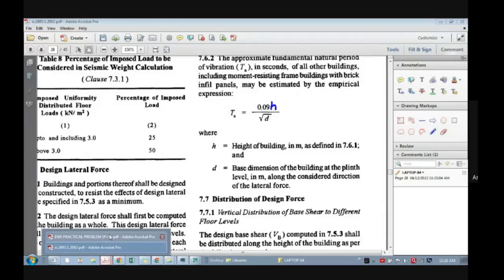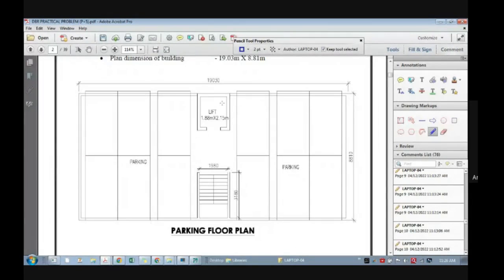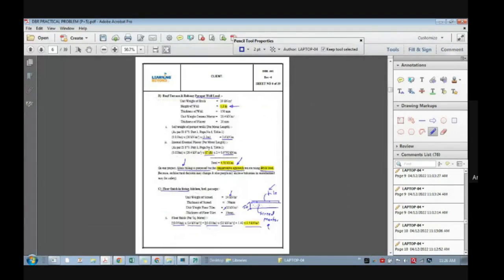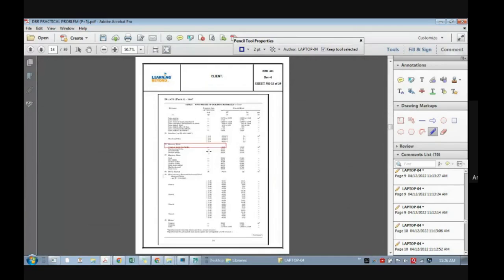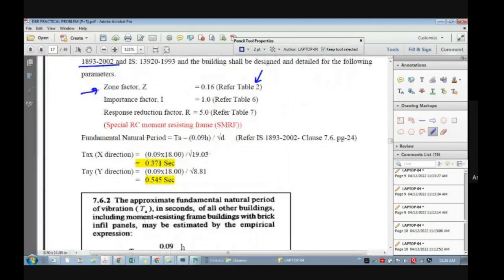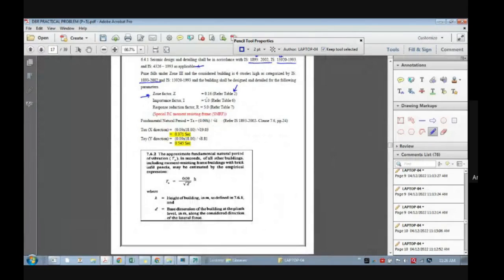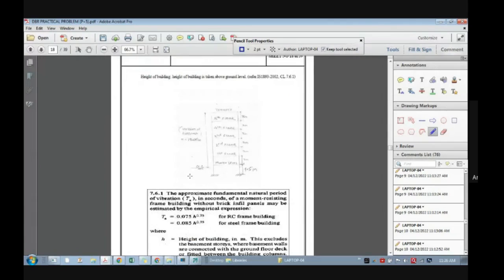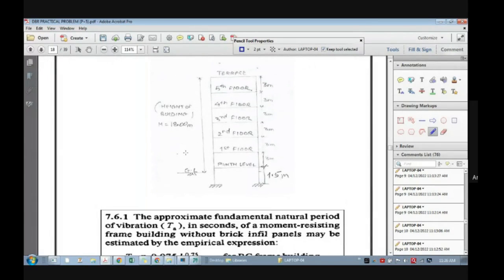See, why we are putting all the data is so that there will not be any doubt during calculations. Now again go here. See this, 19.03 in X direction and in Y direction 8.81. And this is the reference of the clause. Then here, see the height of the building above the ground level.